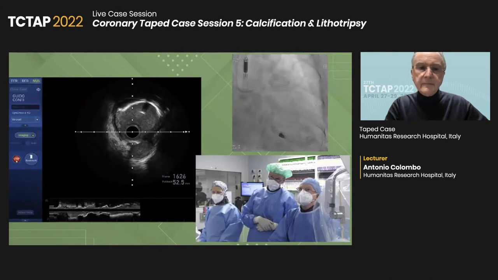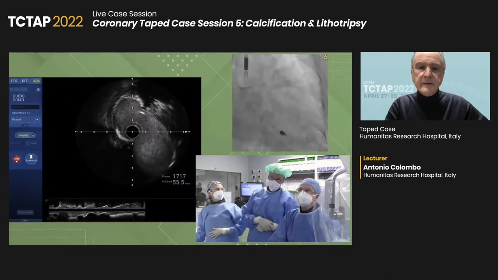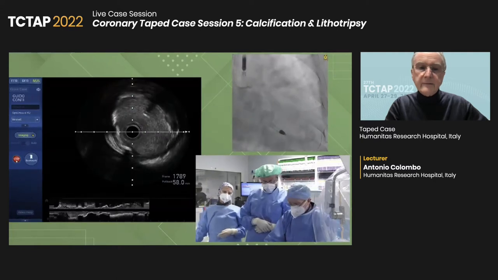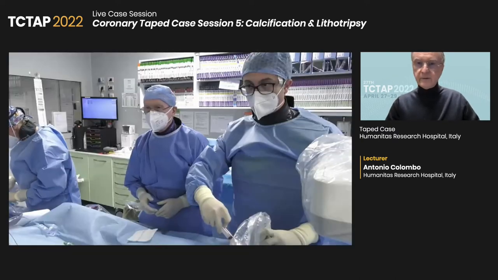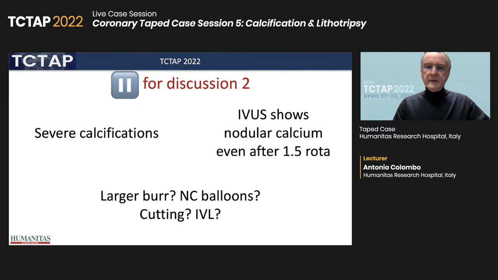So there is some discontinuity in the calcium, but considering the size of this vessel, I think this is not sufficient. This is for discussion, but we already went through this severe classification. I will show nodular calcium after rota, and we don't expect that the rota would have done much except making the way for the IVUS catheter.